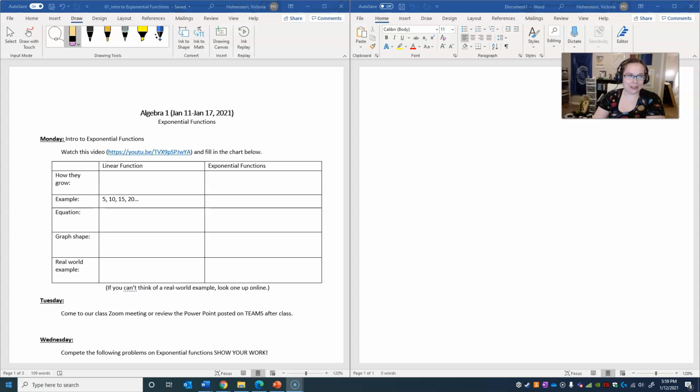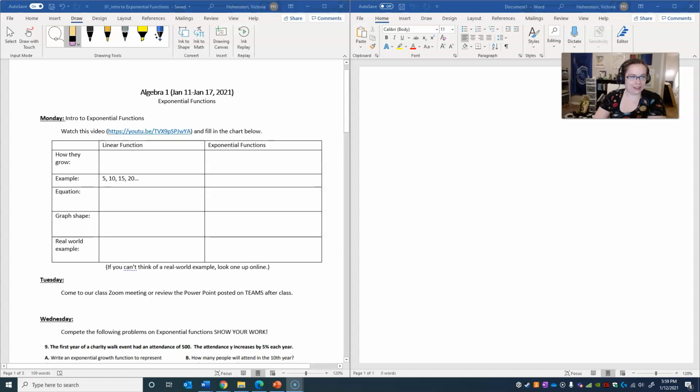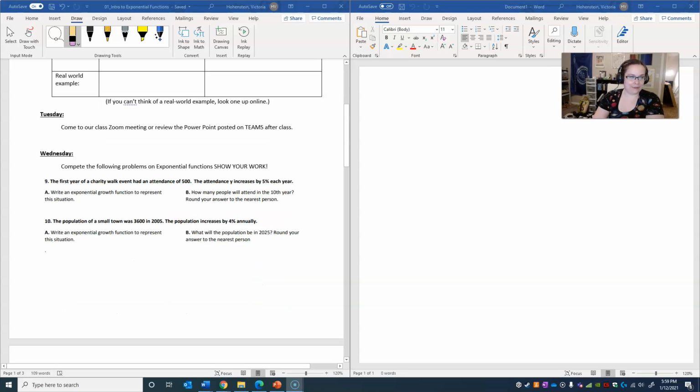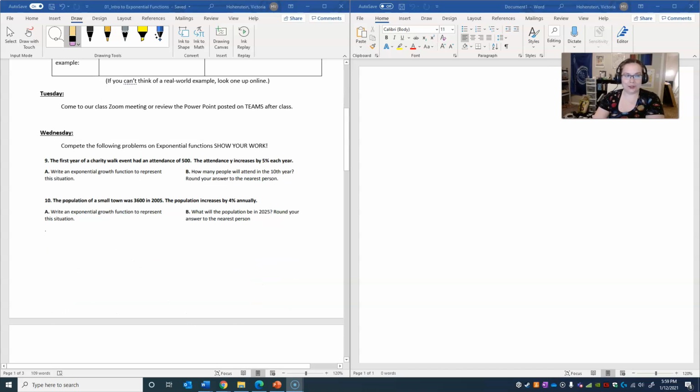If you haven't completed the Monday section already, I would definitely start there and watch the video and fill in this chart that compares linear functions and exponential functions. Yesterday in our Zoom meeting, we talked about what exponential functions are and we practiced writing some. If you missed that, the PowerPoint is on Teams. And for today, there are practice problems for you to practice with that equation. So let's review what that equation is and how to apply it by working the first two problems.